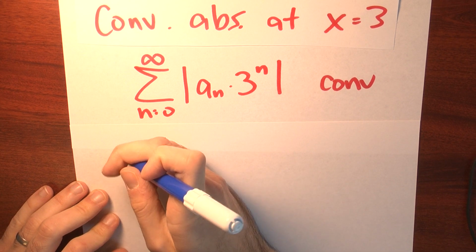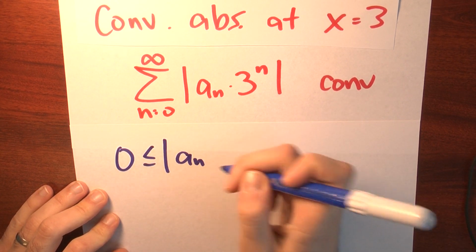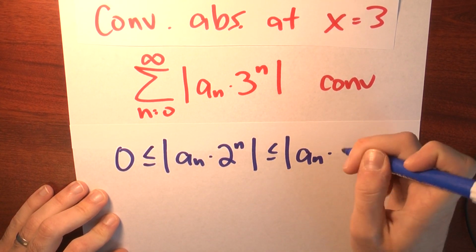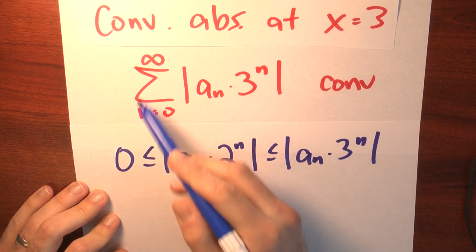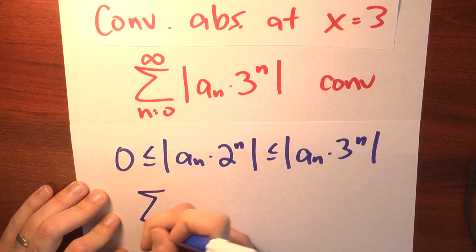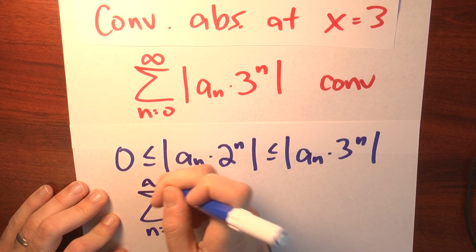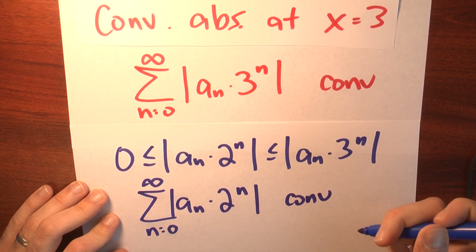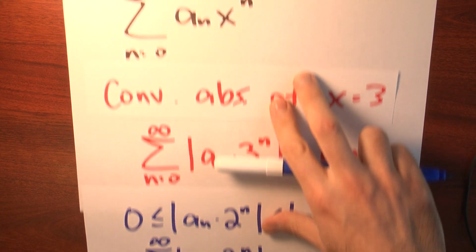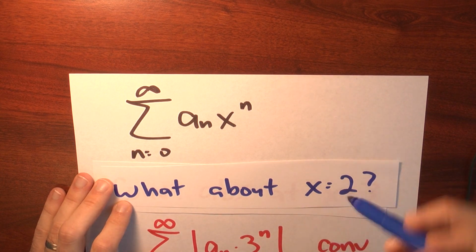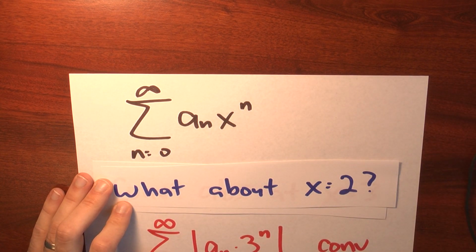Well, what I mean to say is just that 0 is less than or equal to the absolute value of a sub n times 2 to the n, which is less than or equal to the absolute value of a sub n times 3 to the n. And since this series, the sum of a sub n times 3 to the n, converges, that means by the comparison test, the sum n goes from 0 to infinity of a sub n times 2 to the n converges, which is just to say that the original series, when x equals 2, converges absolutely. And of course, there's nothing special about the number 2.